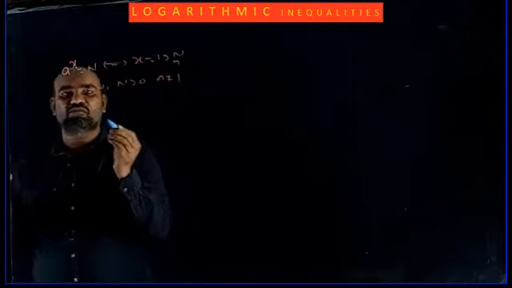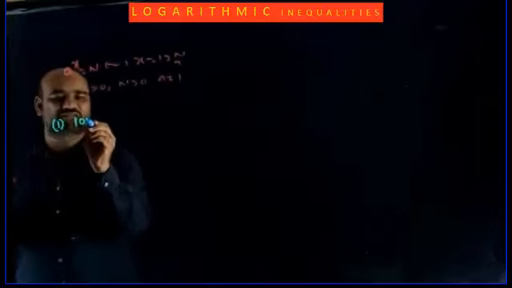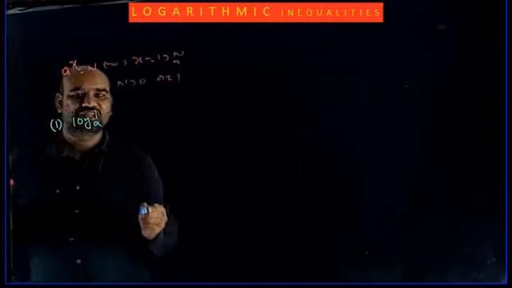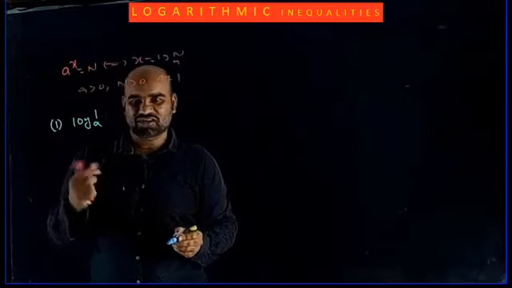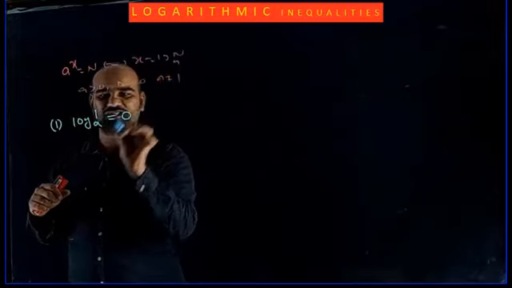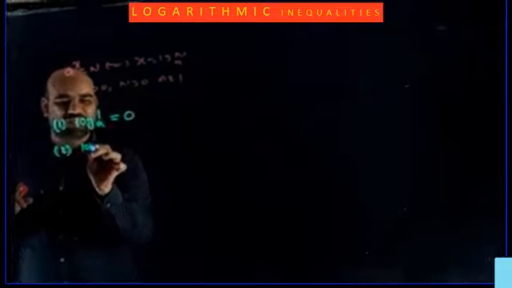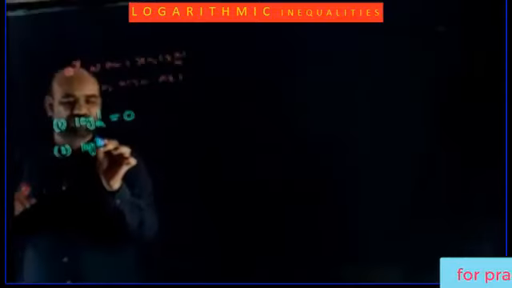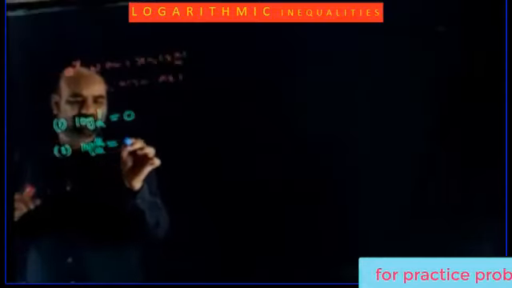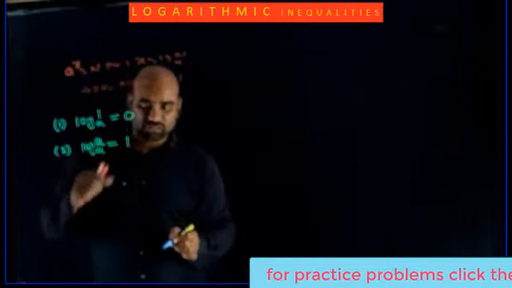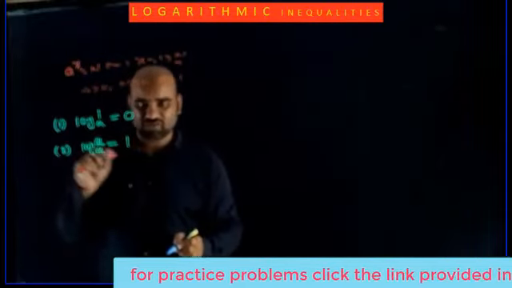Okay. Now properties. First one: logarithm of 1 to any base equals 0. Any base means the condition is that the base should be greater than 0 and not equal to 1. Second one: logarithm of a number to the same base equals 1. Again the condition: a should be greater than 0, a not equal to 1.